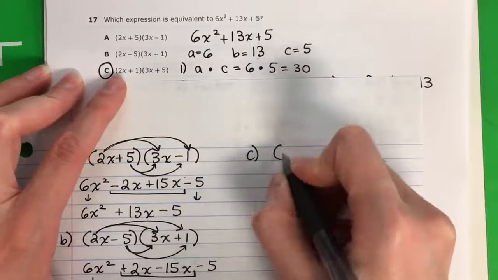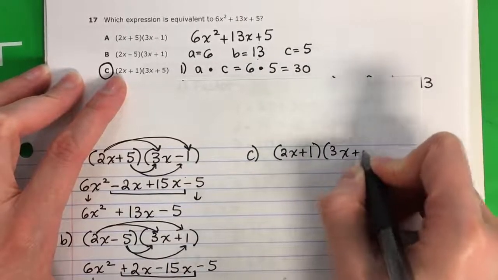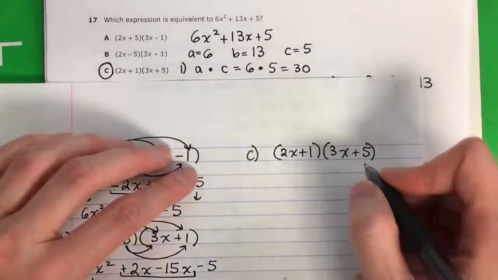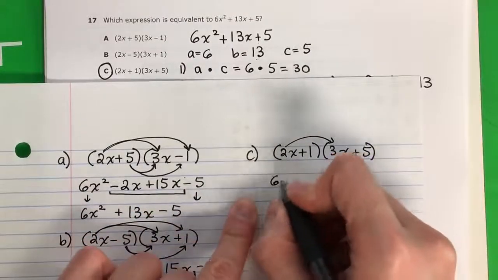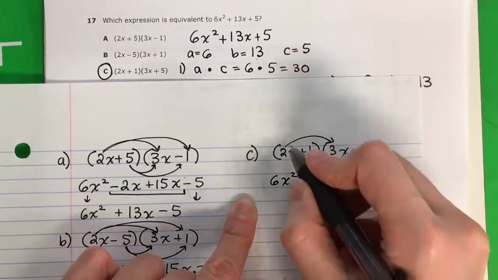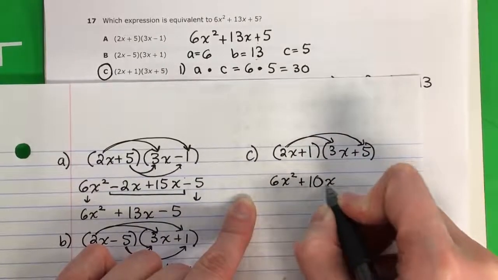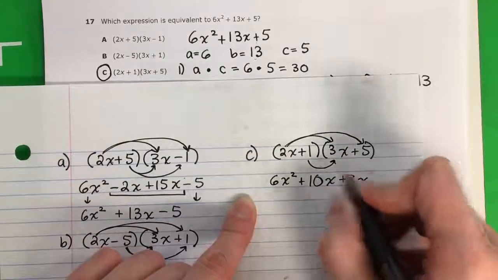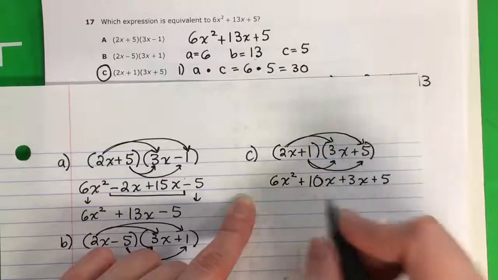C, it's 2x plus 1 times 3x plus 5. We know this one's the answer. Let's just check it and make sure. We're going to do 2x times 3x. That's 6x squared. 2x times 5 is positive 10x. 1 times 3 is positive 3x. 1 times 5 is positive 5.